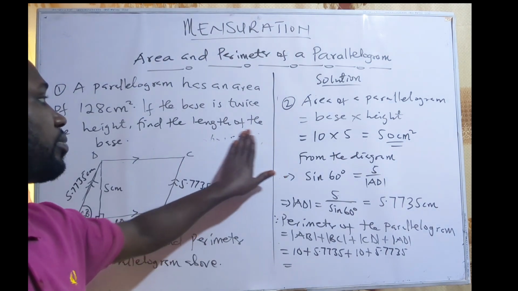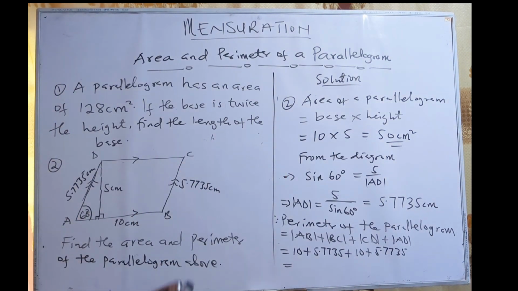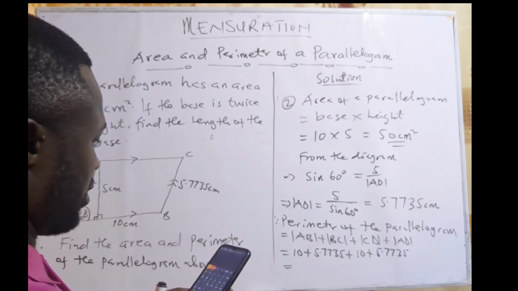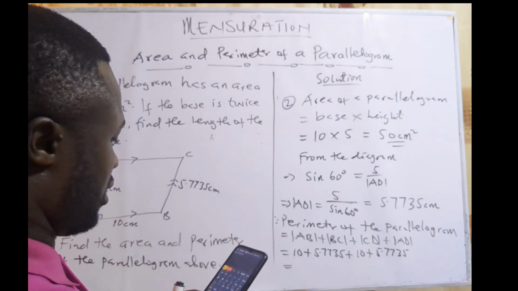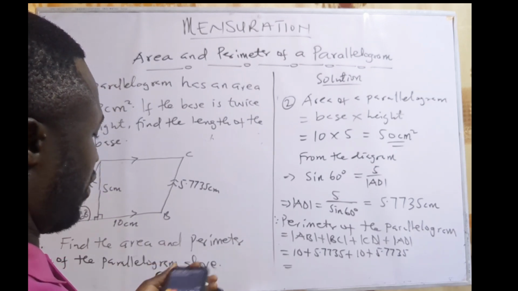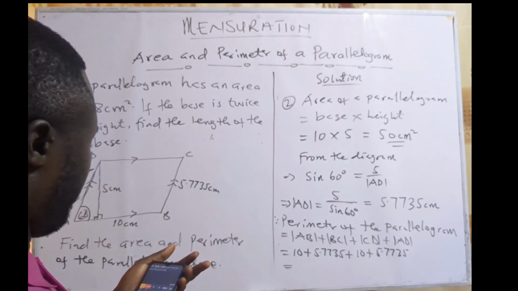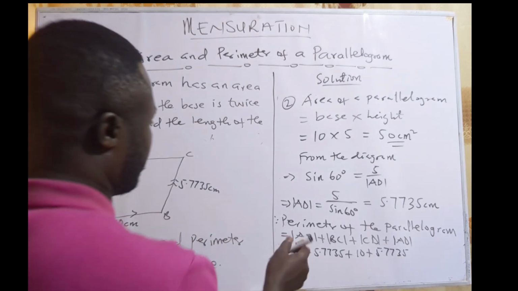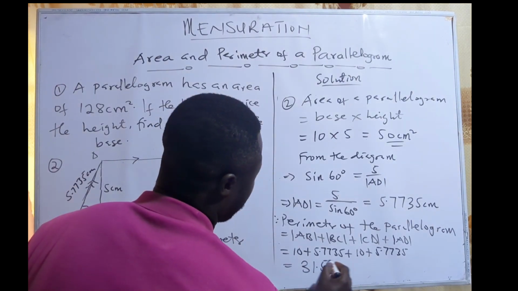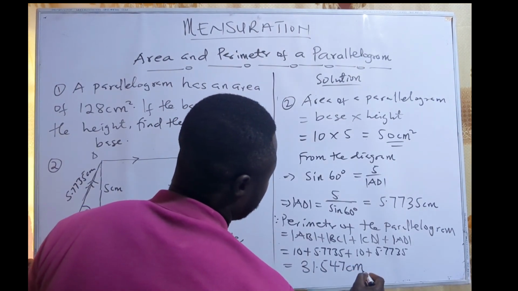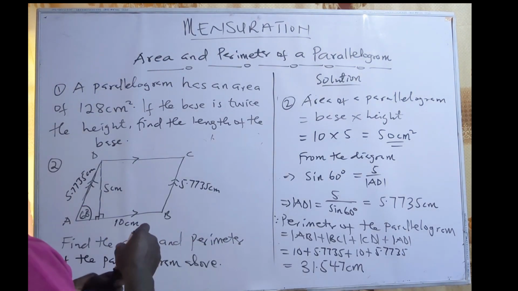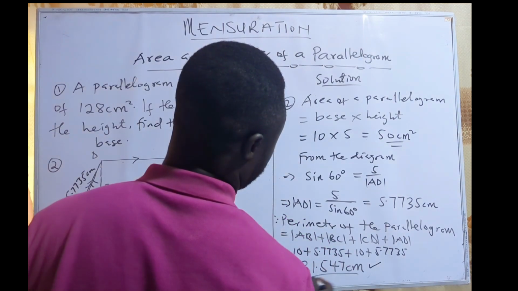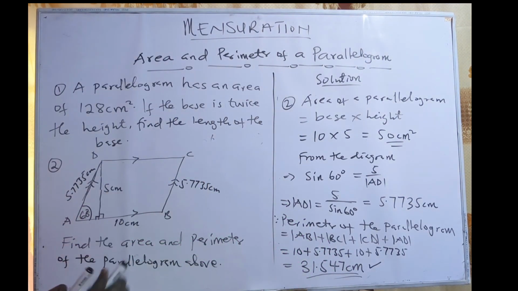All right, so let's add everything and get our answer. So we have 10 plus 5.7735 plus another 10 plus 5.7735, and that will give us 31.547 centimeters. So this is the perimeter of the parallelogram.